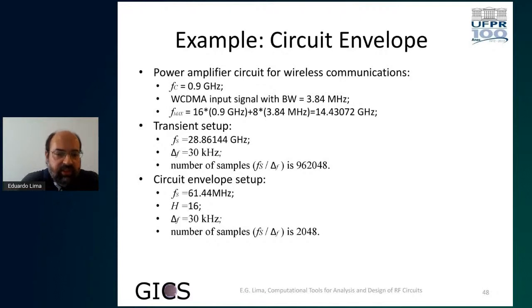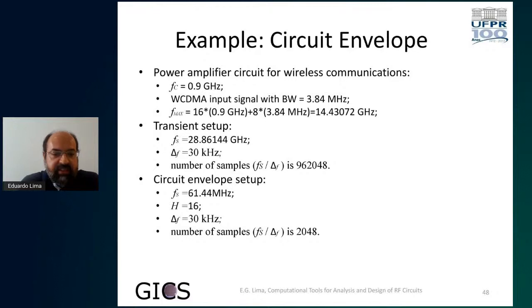In this slide, we show a numerical example to compare the circuit envelope and transient analysis. In particular, we use a circuit of a power amplifier dedicated to wireless communications, in which the carrier is set to 0.9 GHz, and the envelope signal is a WCDMA with a bandwidth of about 4 MHz.